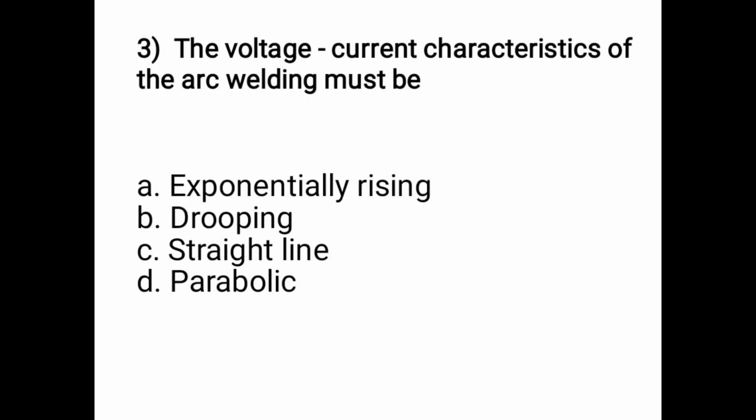Then question number 3 is: the voltage current characteristics of the arc welding must be. Options: A, exponential rising; B, drooping; C, straight line; D, parabolic. So the correct answer is option B, drooping. Means the voltage current characteristics of the arc welding must be drooping.